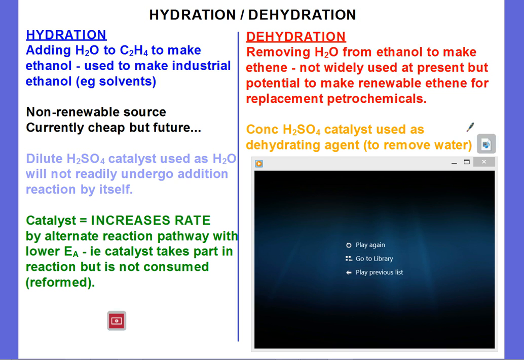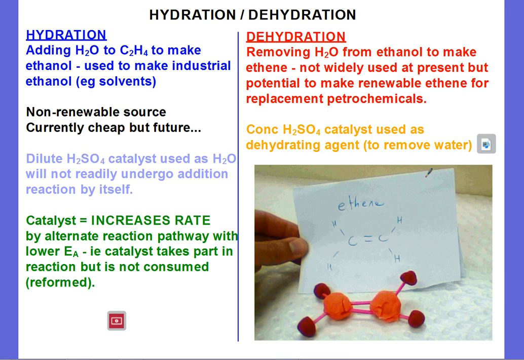and in both cases we see the catalyst is used to facilitate the reaction. The catalyst actually takes part in the reaction. It performs an alternative reaction pathway. That pathway has lower activation energy and therefore the reaction rate increases, but the catalyst is not consumed, it's reformed by the end of the process.